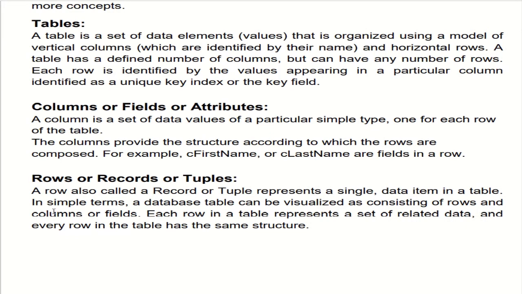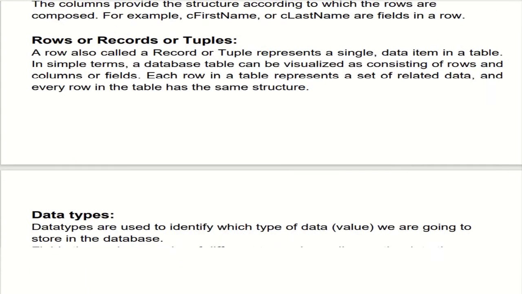A row, also called a record or tuple, represents a single data item in a table. In simple terms, a database table can be visualized as consisting of rows and columns or fields. Each row in a table represents a set of related data, and every row in a table has some structure. The records are being arranged in what? Structures. The data are arranged in such a way that each row is considered as what? Your record or tuple. Okay, next is your data type.